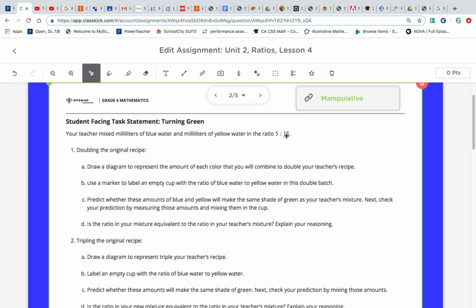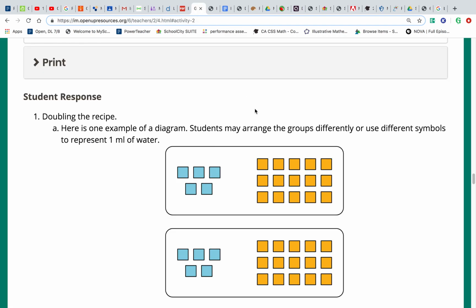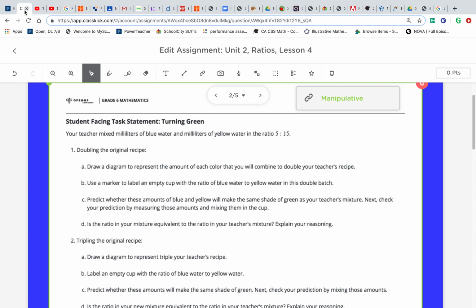Your diagram can look all kinds of different ways, but the main thing it needs to have is 5 blue and 15 yellow. Here's one example where there's 5 blue, 1, 2, 3, 4, 5, and 15 yellow, 5, 10, 15. Then when we double the amount, we're going to have a second batch with the same ratio, 5 to 15, 5 to 15. You can use dots or circles, so it doesn't have to be squares, but the idea is you need 5 blue and 15 yellow. That's important for your diagram.